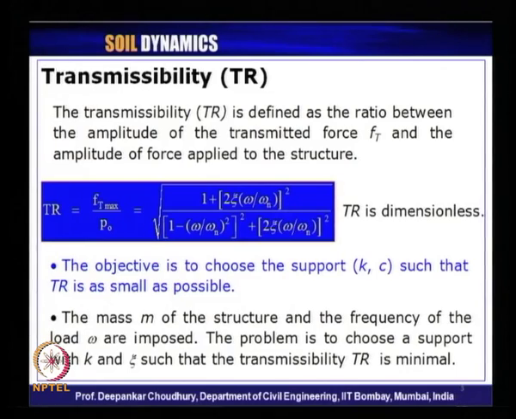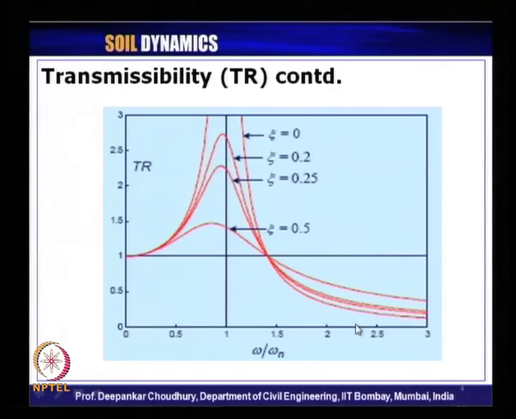We have learnt about a new terminology called transmissibility ratio, and how it is defined. It is nothing but the amplitude of the transmitted force to the amplitude of the force applied to the structure, and the equation is given by this, which is a dimensionless parameter. The distribution of transmissibility ratio with frequency ratio for different values of damping ratio can be obtained like this.